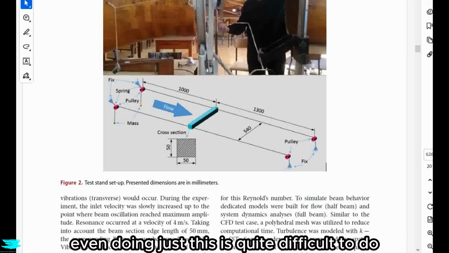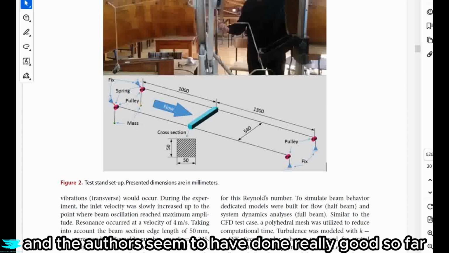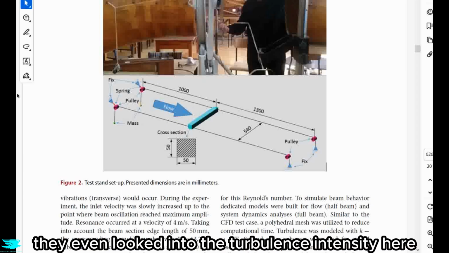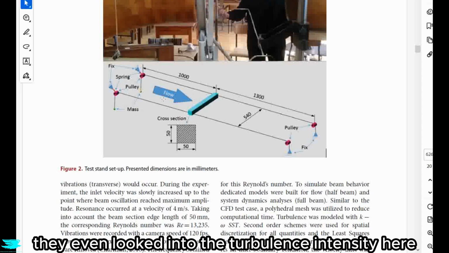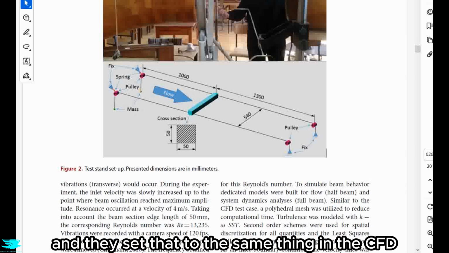Then they could simulate this exact thing in CFD and see how their FSI CFD compared to the experiments. And honestly, even doing just this is quite difficult to get right. So there are a bunch of variables that need to be taken into account, and the authors seem to have done really well so far. For example, they even looked into the turbulence intensity here, which was 4% in the wind tunnel, and then they set that to the same thing in the CFD.